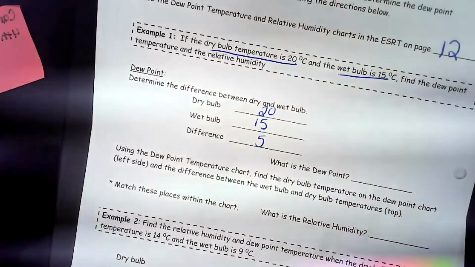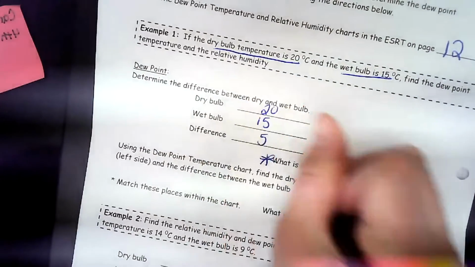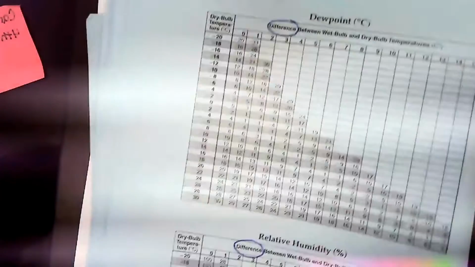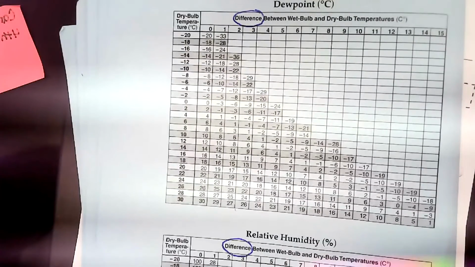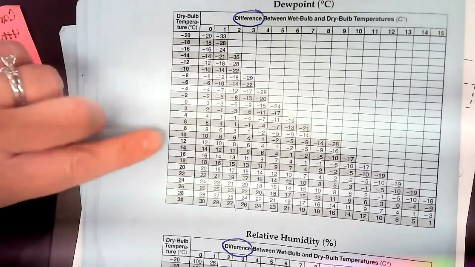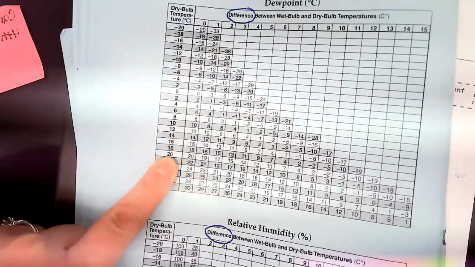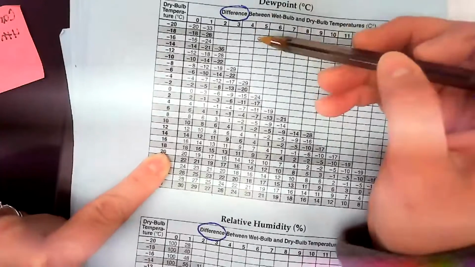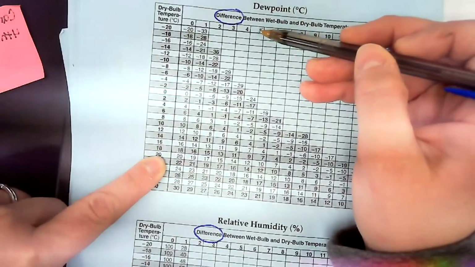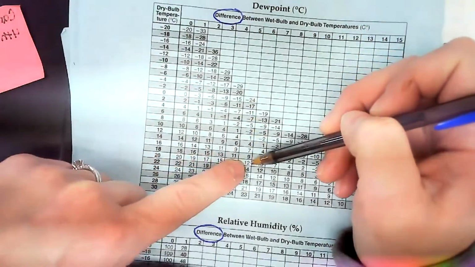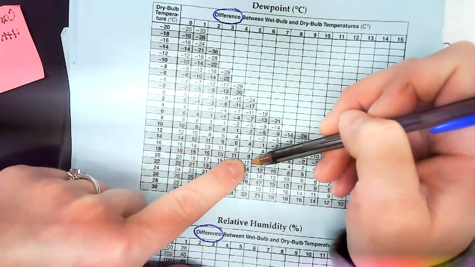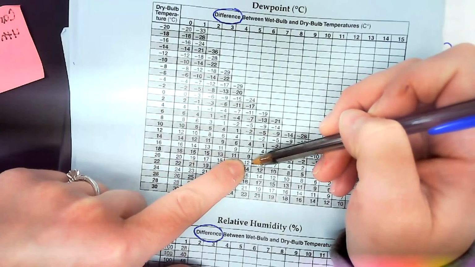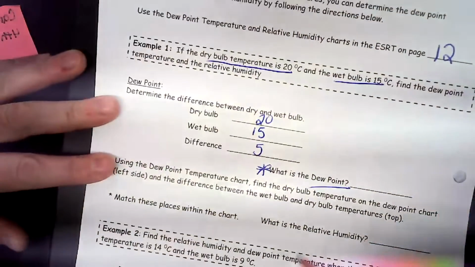So what's the difference? 5. So we grab our reference table. Again, we're looking for the dew point. So that's the top chart. What again was the dry bulb? 20. So you point to 20. What's the difference? 5. So you point to 5. You bring your fingers together. What do you get? I got 12. Did everybody else get 12? Okay, so that's the dew point.